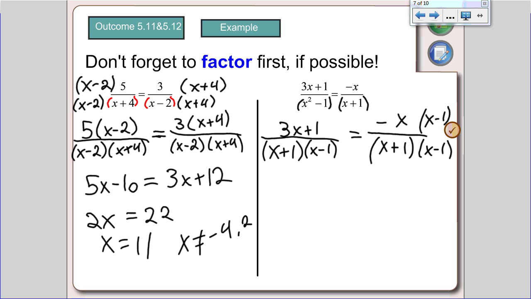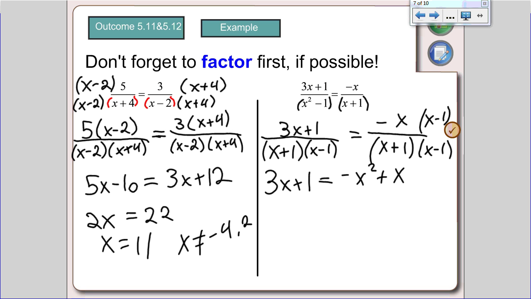So now we just have 3x plus 1 is equal to negative x squared plus x. I just multiplied that thing in. That's all I did. To solve that, it's a quadratic. So get everything on one side, so it's equal to 0. Move these two things on the right to the left. The reason I'm doing that is because it gives me a positive a value. So I'm going to have x squared plus 2x plus 1 equals 0.